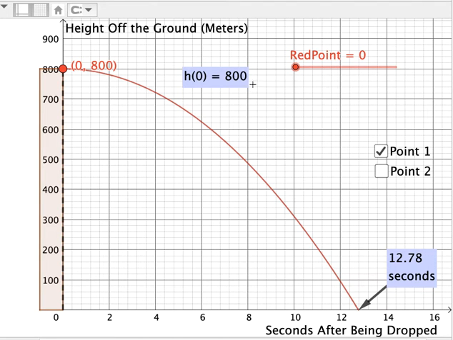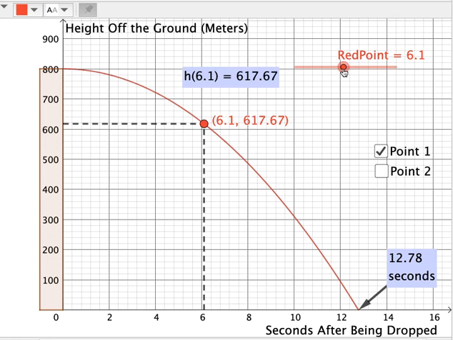And again, we call the function h, and the way we describe it is we say h of 0 equals 800. That means that when x is 0, y is 800, or h of 0 equals 800, because we show the value of the function on the y-axis. Those are the outputs on the y-axis, the inputs along the x-axis.